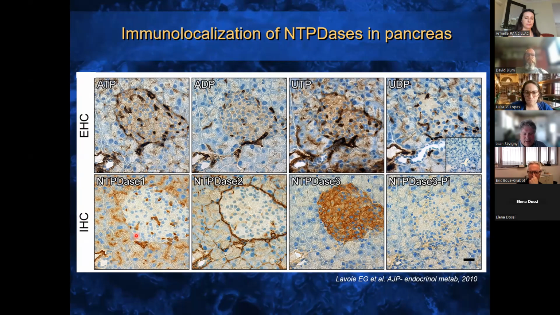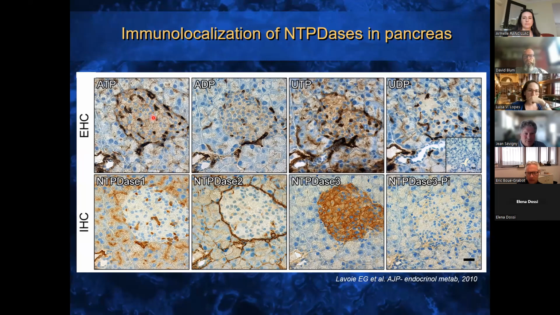Again, as you can see, the immunolocalization is very different, but the combined hydrolysis of these can be explained by the NTPDase1, 2, and 3 altogether. So this enzyme would be responsible for all the nucleotidase activity that we can see in the top panels.